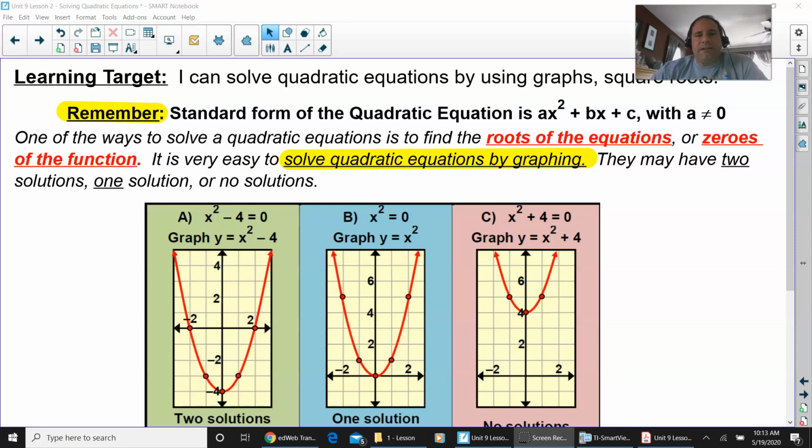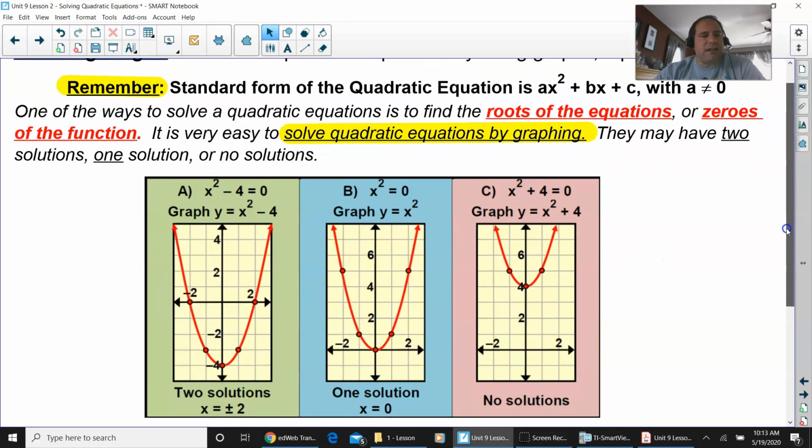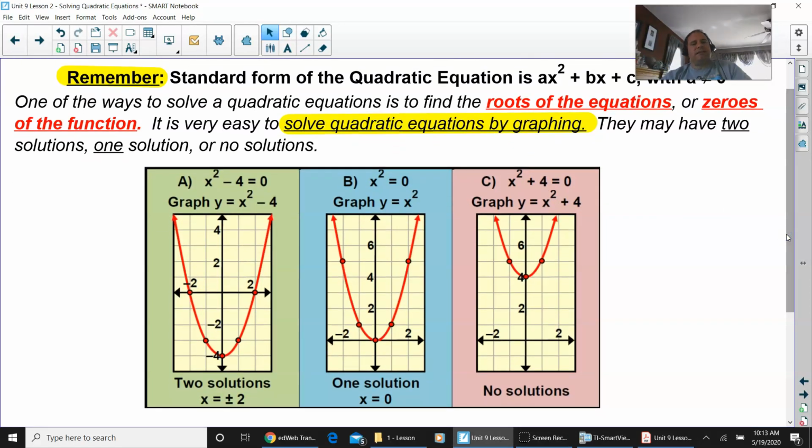So it's very easy to solve quadratics by graphing. You just put them into the graphing calculator. They might have 2 solutions, like in that first one that you see on the left side. This has 2 solutions. It crosses the x-axis twice. And this one says x equals plus 2. It's a positive 2 and a negative 2. You could write it this way. And x equals 0 for one solution, or it could have no solution.